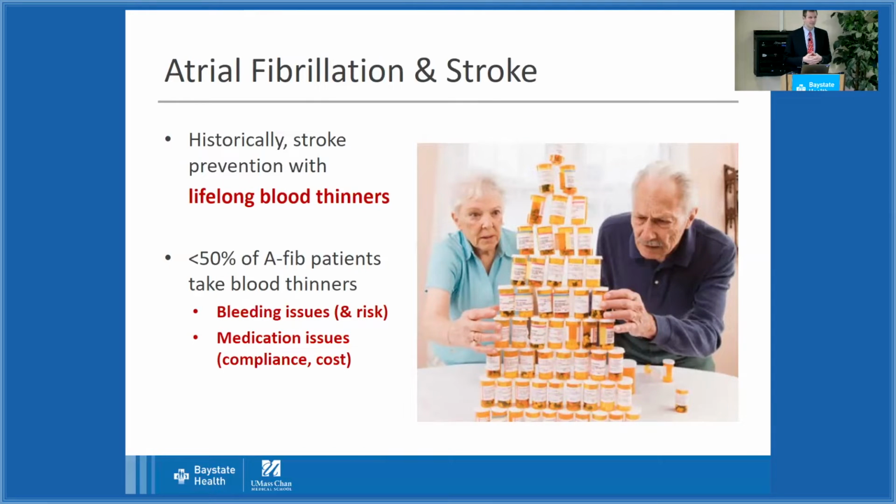But less than 50% of people with AFib manage to take blood thinners regularly. Why? They're concerned about bleeding. Some people have actual bleeding. They have GI bleeding. They have bleeding in their lungs. They cough blood. They have nosebleeds. They have bruising. Some people, it's just about the bleeding risk, right?